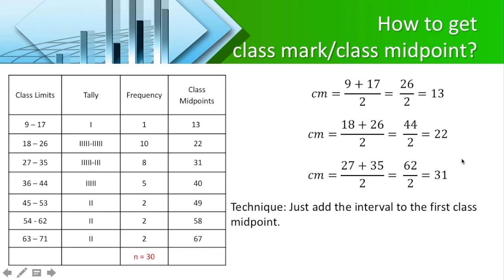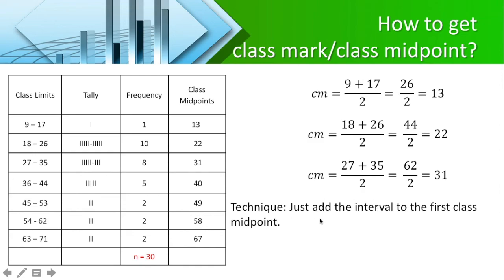Now, there is a technique on how you find the class midpoint. You don't need to add each lower limit and upper limit and divide by 2, but just simply add the interval to the first class midpoint. At first, for our class interval, I want you to look at the difference between the two. 18 minus 9 is 9. 27 minus 18 is 9, and so on. 26 minus 17 is 9. 35 minus 26 is 9. So our interval is 9.